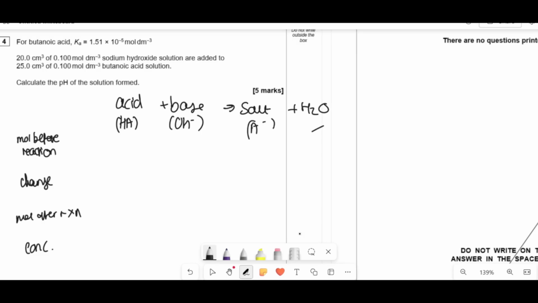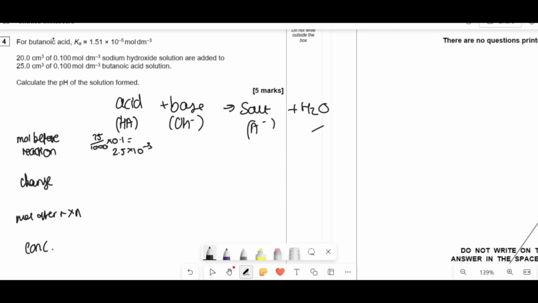So what I say is, okay, I want the moles of the acid. Let's see if the question tells me it. Can I find it? So the acid is butanoic acid, and it is added to 25 centimeters cubed of this. So the moles of this will be 25 over 1,000 times 0.1, which is going to be 2.5 times 10 to the minus 3. So I've done this one. Let's move on to the next.